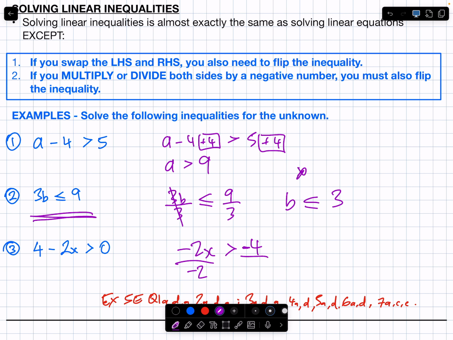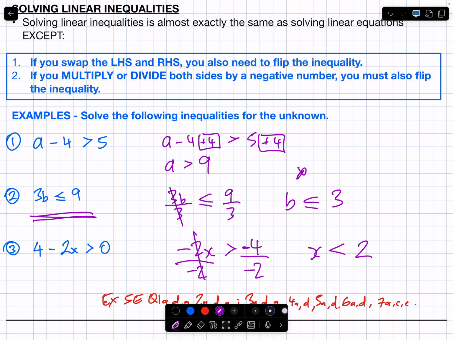Dividing. But, hold up. Wait a minute. Am I trying to times or divide by a negative number on both sides? So what do I need to do with the inequality sign? Flip it, so x is going to be less than or equal to. Be careful of your negatives. If I divide a negative by a negative, what's the answer going to be? Positive 2. X must be less than 2 for that to be a true statement.